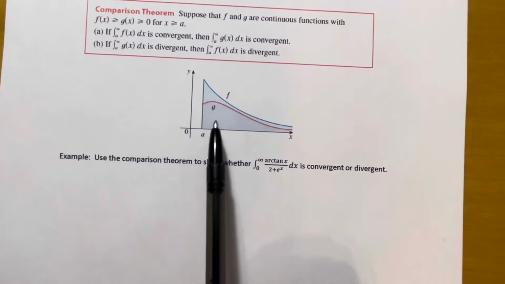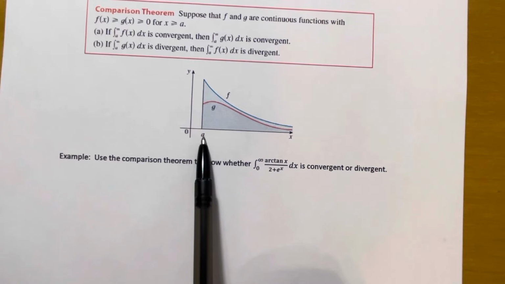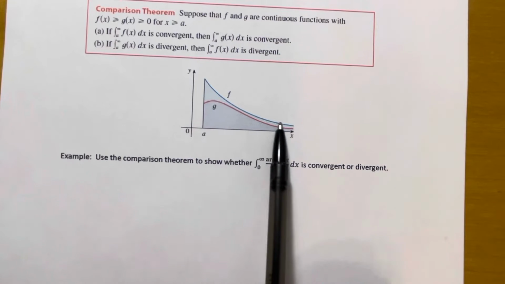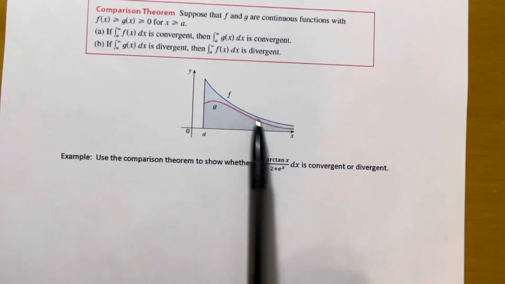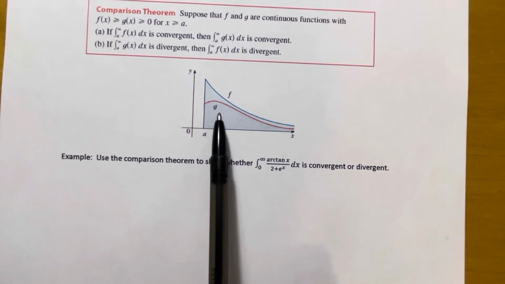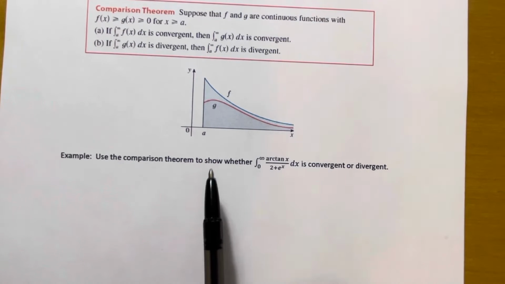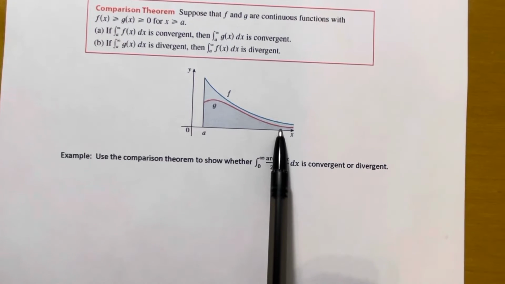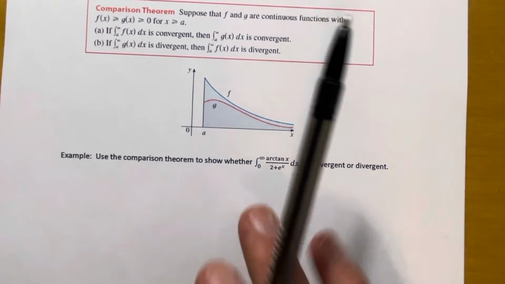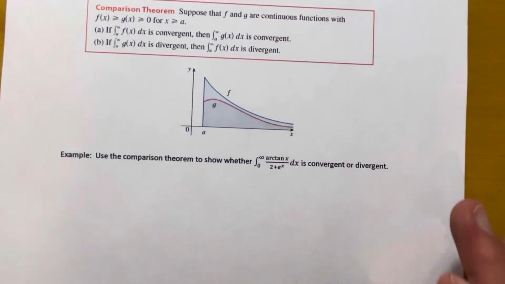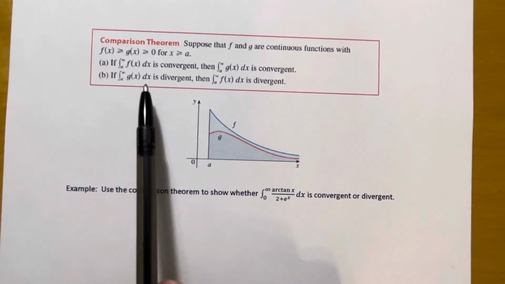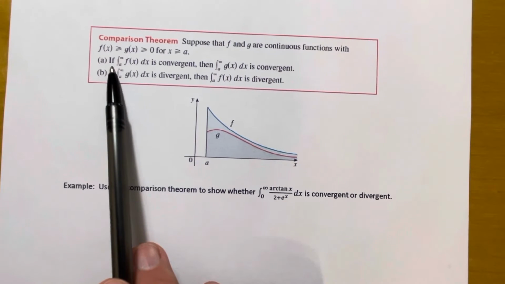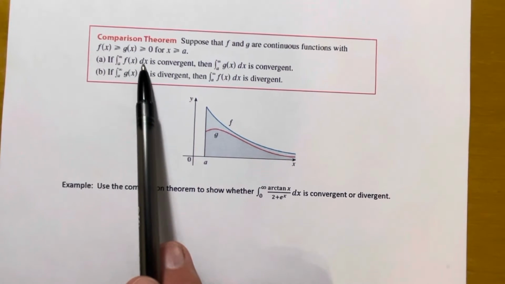So notice in this graph here, as we go to the right of x equals a, infinitely towards the right, the function f of x appears above the g of x function everywhere. That means f of x is greater than g of x for all values of x greater than or equal to a. In addition to that, both functions are greater than or equal to 0 because they both lie above the x-axis. So they satisfy this criteria listed up here. Now, we have two cases, both of which are stated as if-then statements. So the first one, if the integral from a to infinity of f of x dx is convergent.